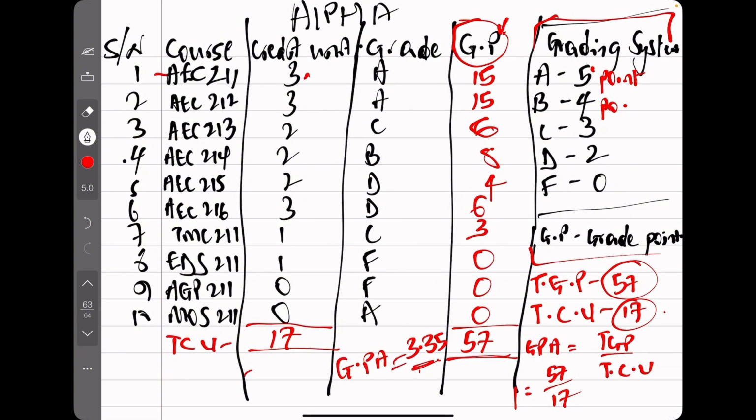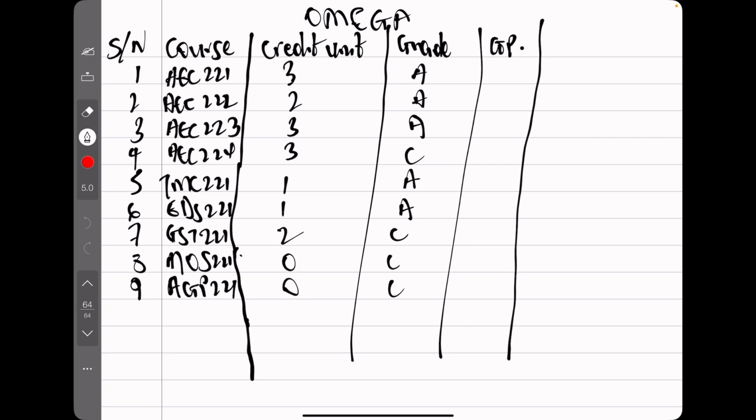Now let's go to omega semester. It's still the same procedure, so you can just do it. I think I'm going to do it myself, and you can just follow. So this is A. A is 5 points, that's 15. Plus this is 10, this is 15. I hope you are following. C is 3 points, that's 3 times 3, that's 9. 1 is 5, 5, 6, 0, and 0. Let's add this up. 35 plus 15, that's 50, if I'm correct. 59.